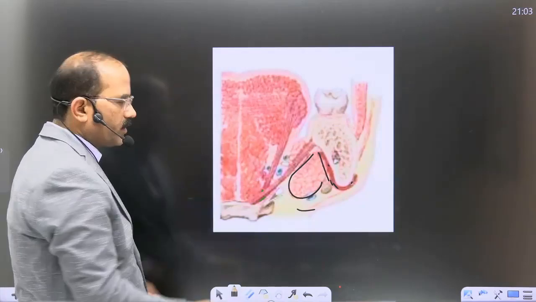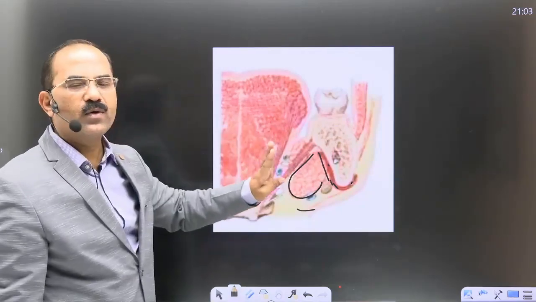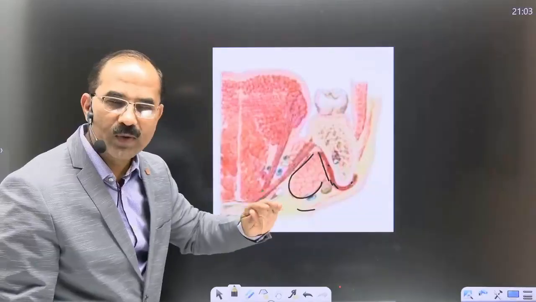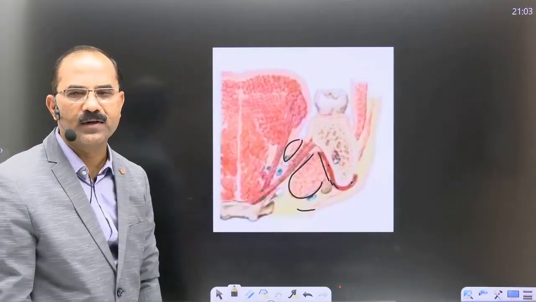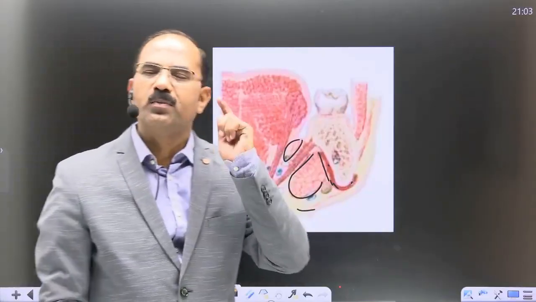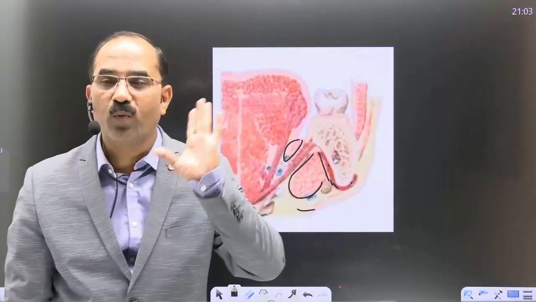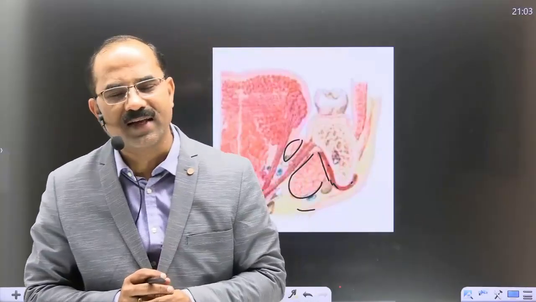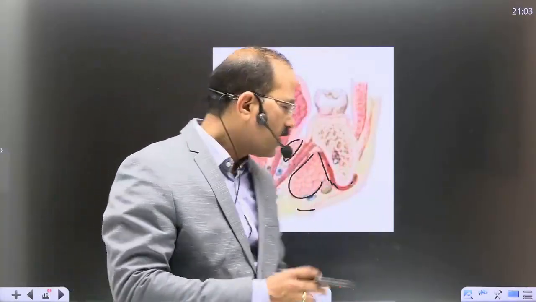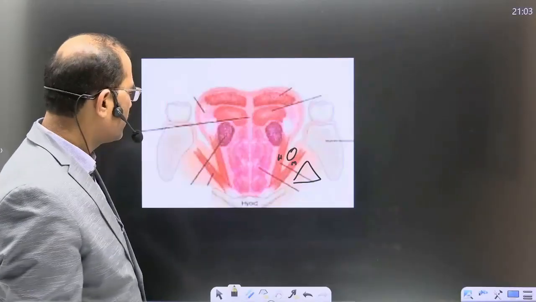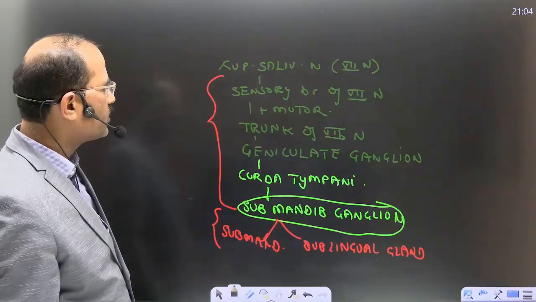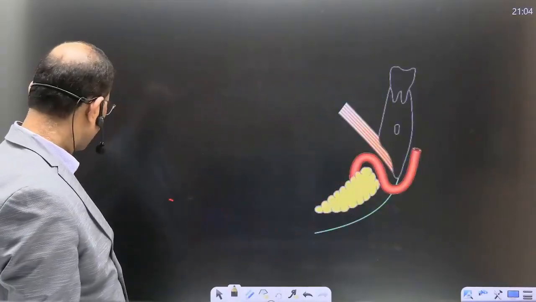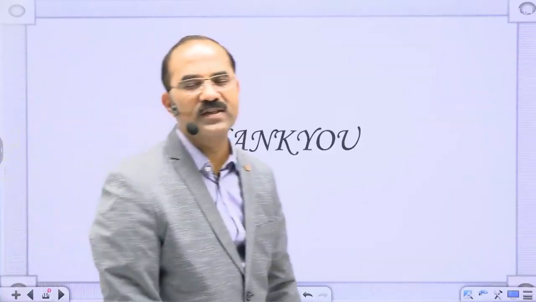The deep part: the superficial part winds around the mylohyoid and comes to lie between the mylohyoid and the hyoglossus. That's the deep part. Then we get the submandibular duct. Where does it open? That's Wharton's duct. I've told you that. We've seen the nerve supply of the submandibular gland. What is important for you is the nerve supply of the submandibular gland. I hope this lecture is clear to all of you.